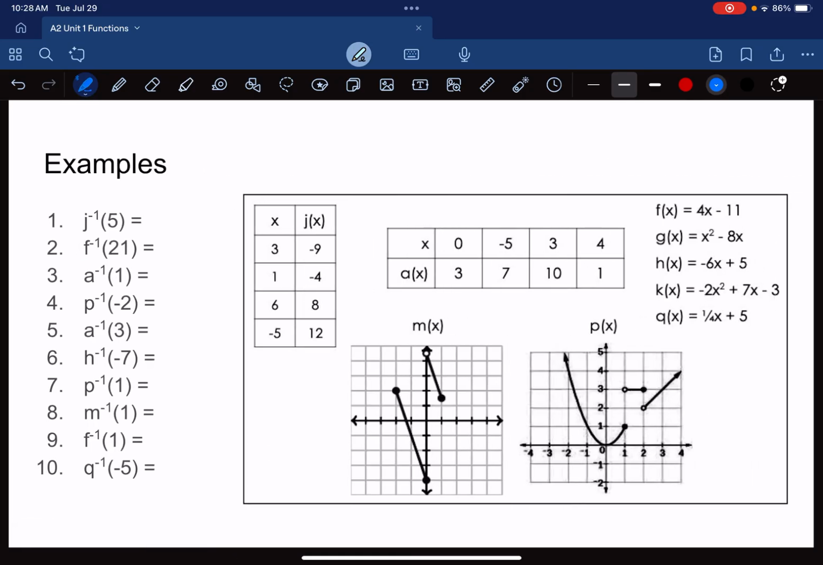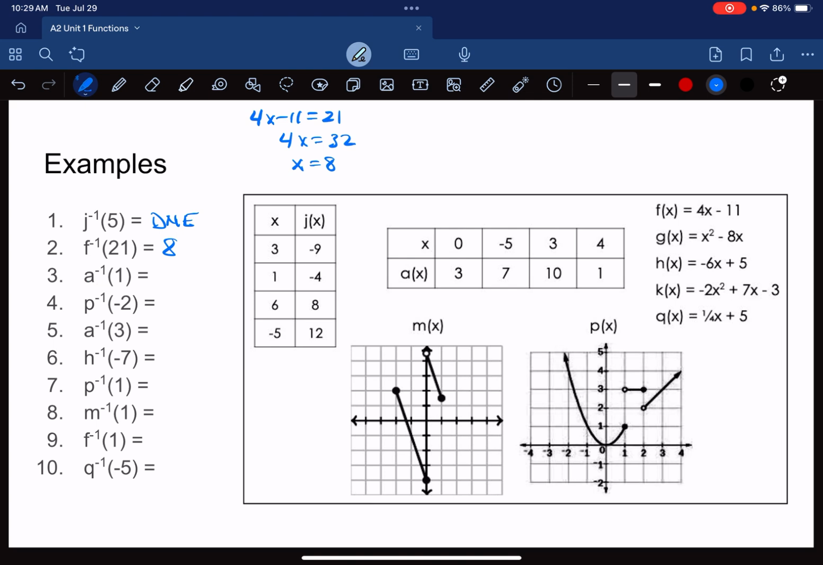So j inverse of 5. Now in the j table, I'm looking for 5 in the output, and I don't see one. So we would say this does not exist. Okay? f inverse of 21. Well, to do that, we're actually going to have to solve an equation. So I know that f inverse of 21, that 21 came from 4x minus 11. So my question then is, what value of x is going to make 4x minus 11 equal to 21? So I'm going to take this function and set it equal to 21. I'll add 11 to both sides, and that gives me 32, and I'll divide by 4, and that gives me 8.